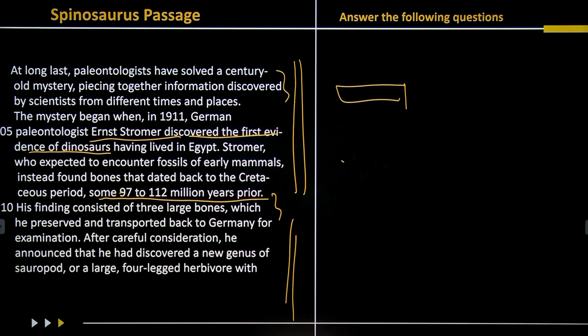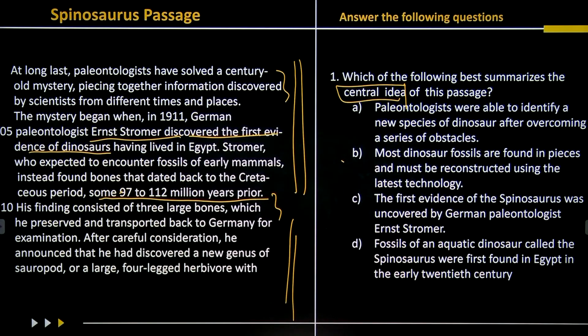Now we are going to talk about eliminating the passage's wrong answers. Now we are going to the first question. Which of the following best summarizes the central idea of this passage? You can tick your first answer.